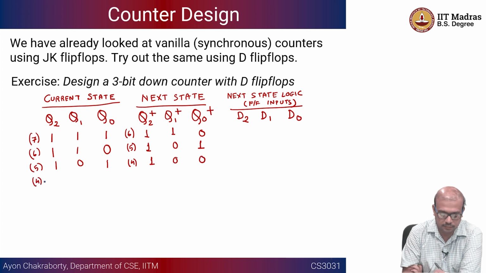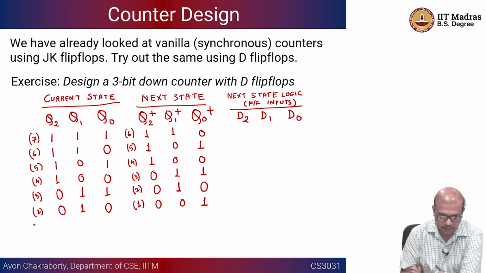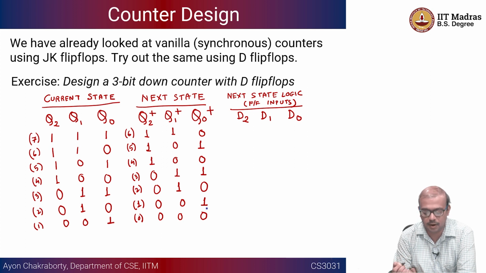If it is 4, the next state should be 3, 0 1 1. If it is 0 1 1, the next state should be 2, 0 1 0. If it is 0 1 0, the next state should be 1, 0 0 1. If it is 0 0 1, the next state should be 0. Note that we are not done yet, right? I told that 7 to 6 to 5 to 4 to 3 to 2 to 1 to 0.